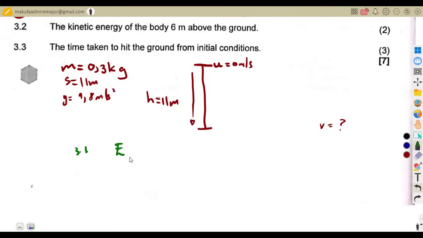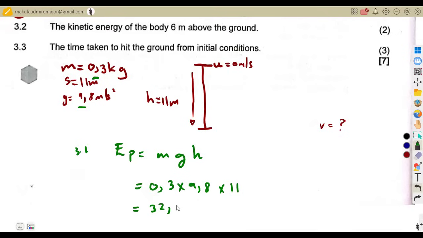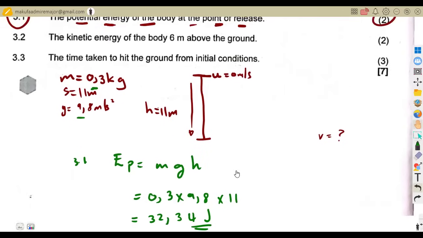Remember that our potential energy is the mass times the gravitational acceleration times the height. So we have everything there. The mass in kilograms, 0.3, the gravitational acceleration of 9.8, times the height in that case, which is 11 above the ground. So that is going to give us 32.34 if you multiply this properly, which is measured in joules. All right, that is the potential energy.